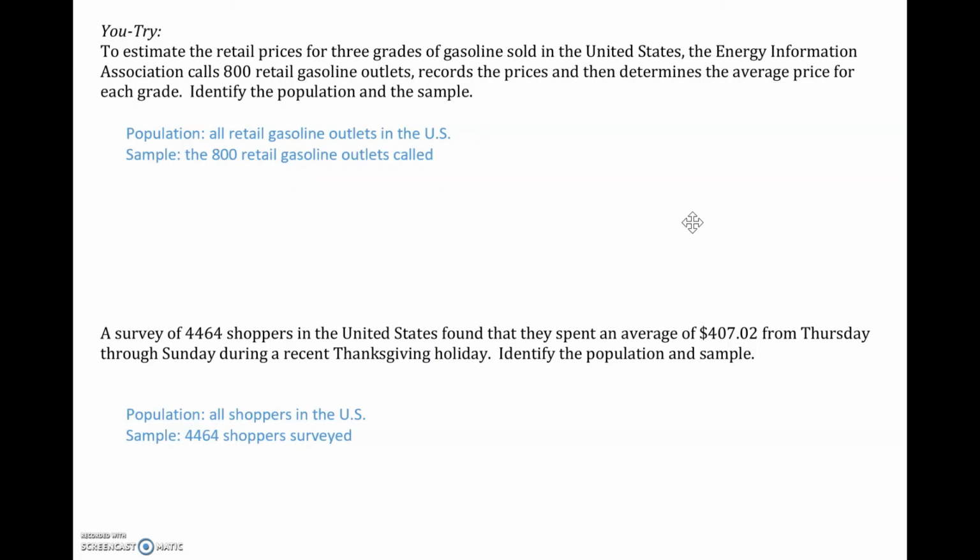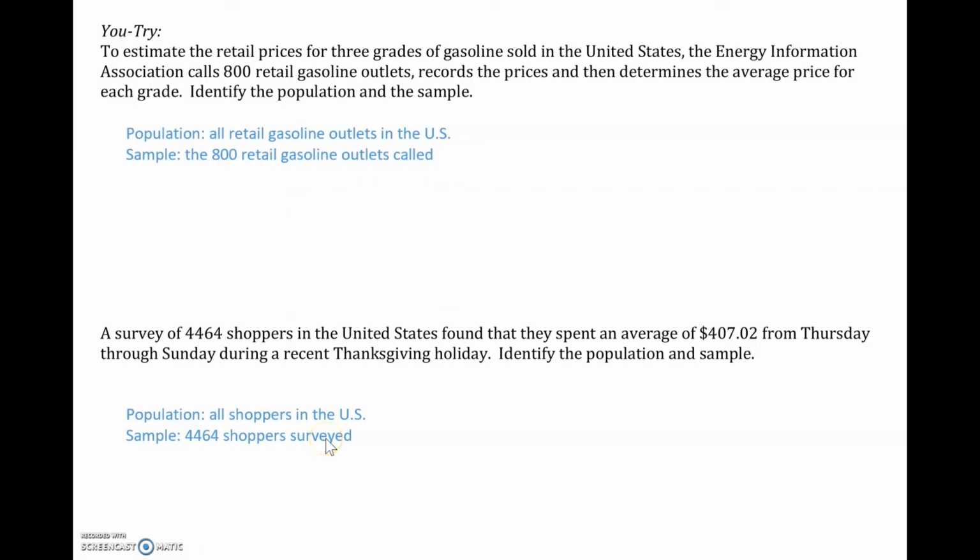Similarly, the next one, right? You're trying to figure out information about all the shoppers in the US, maybe thinking about Black Friday sales or whatever. But do you have time to survey everybody? Do you even know who the population is? Do you know who actually went shopping? We don't know. So they surveyed as many as they could. So the population would be all the shoppers, and the survey is the sample, the 4,464.